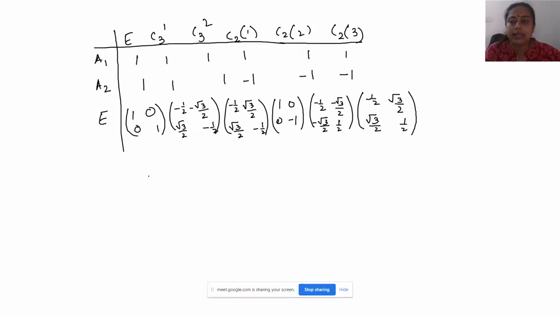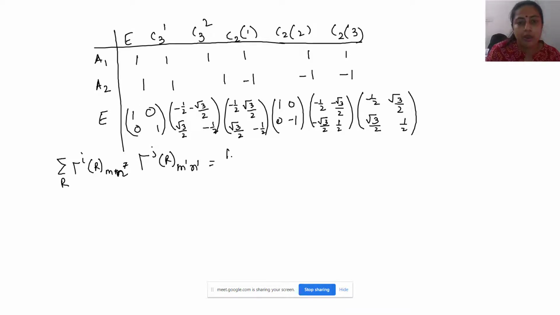So now let us consider again the great orthogonality theorem. Let me again write down the great orthogonality theorem: the sum over R of Γ_i(R)_{mn} times Γ_j(R)_{m'n'} equals h by l_i, times δ_ij, δ_mm', δ_nn'.